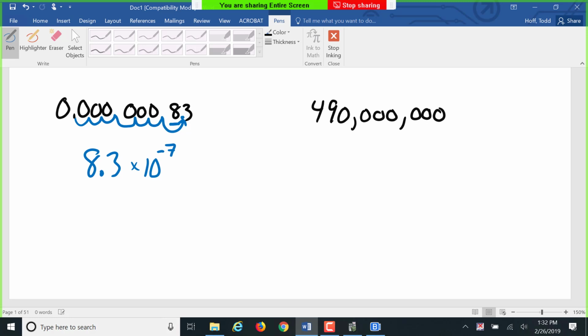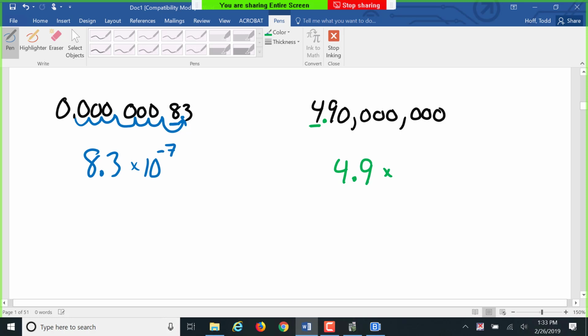We might have 490 million. So our first non-zero digit here is the 4, so we're going to focus on that and move our decimal point after it. That's going to become 4.9 times 10 to the 8th. Good. Our decimal point started here. When there isn't a decimal written, it's at the end of the number. Moved 1, 2, 3, 4, 5, 6, 7, 8. And 490 million was a large number. It was in the place values that have positive powers of 10. So 10 to the positive 8.